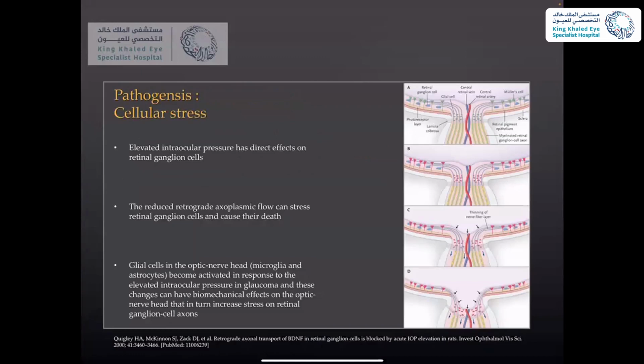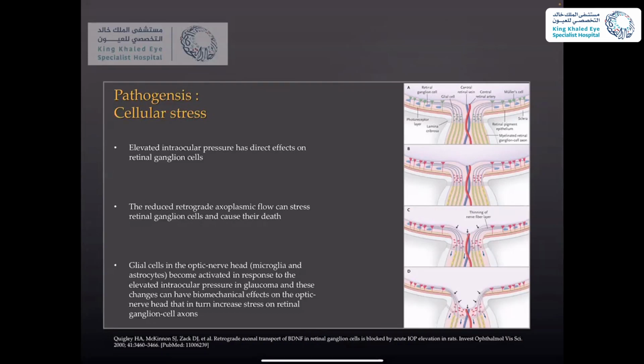What about pathogenesis, or what is the pathology behind glaucoma or primary open angle glaucoma? There are many theories or mechanisms that have been published about developing glaucoma. One of them is cellular stress, or what we call mechanical changes or damage, which happens with a direct effect of the intraocular pressure on the ganglion cells. This effect will reduce the retrograde axoplasmic flow, and this stress on retinal ganglion cells causes their death.